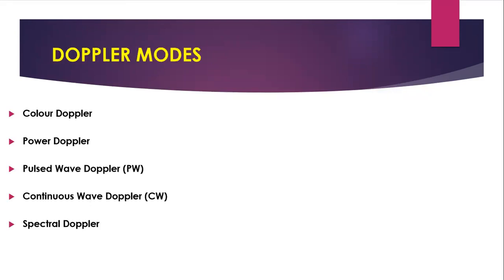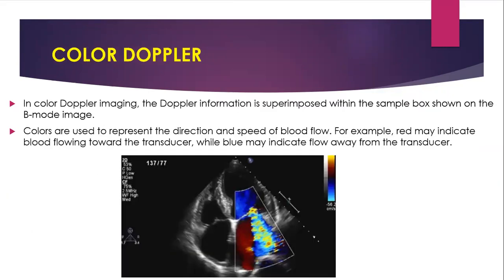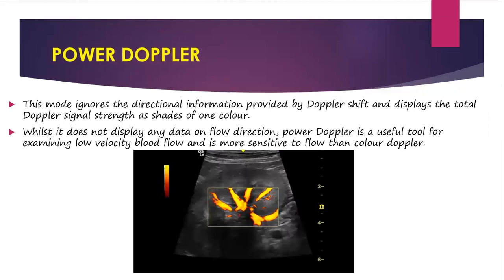So the Doppler modes are color Doppler, power Doppler, pulsed wave Doppler, continuous wave Doppler, and spectral Doppler. In color Doppler imaging, the Doppler information is superimposed within a color box shown on the B-mode images. Colors are used to represent the direction and the speed of blood flow. For example, red may indicate blood flowing towards the transducer, while blue may indicate blood flowing away from the transducer. That is the principle for regurgitations.